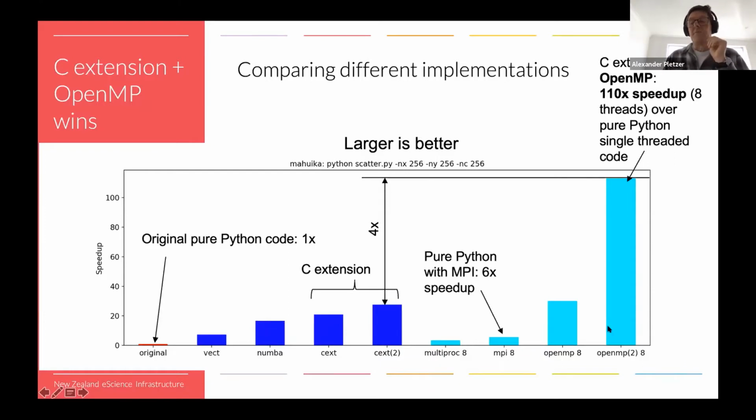But really, the best performance is that bar on the extreme right, OpenMP with 8 threads, and using some external, essentially rewriting some of the code in C. And then with that, we actually got a factor of more than 100.